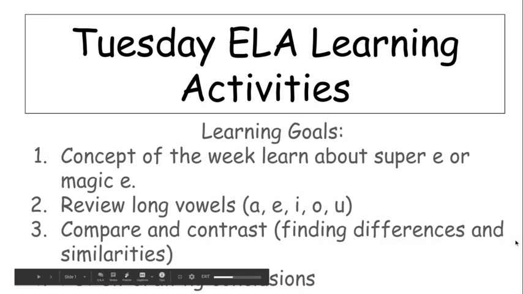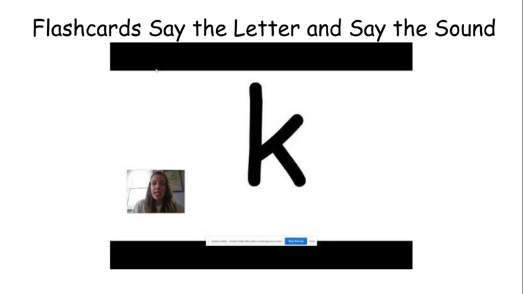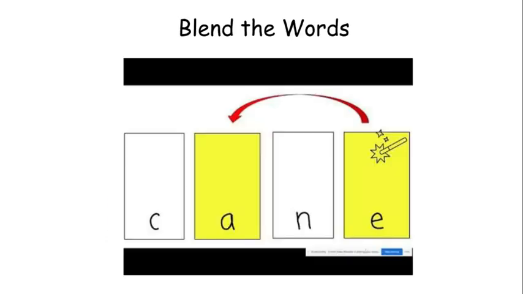So our learning goals are talking about Super E or Magic E, which makes the vowel in the middle say its name, or the long vowel sound. Reviewing long vowels A, E, I, O, U. Comparing and contrasting, which means finding differences and similarities. And reviewing drawing conclusions. The flashcards video can be found on Dojo or the YouTube channel.